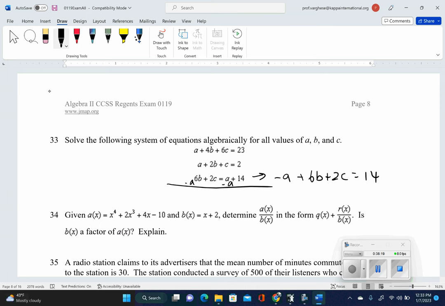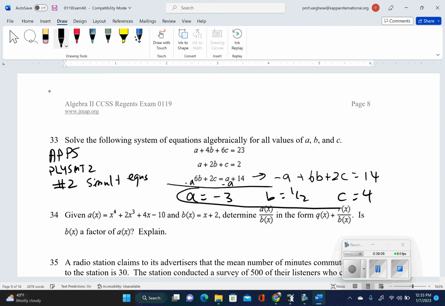My calculator does not have where I can plug this in, but again, apps, right? PlySmlt 2. You're going to choose option number 2, which is the simultaneous equation solver, and then you're going to put the numbers, like this is a 3 by 3, right? 3 variables, 3 equations. When you solve it, if you don't know how to do this one, please stop me and ask, hey professor, can you show me how to do this? So what you're going to get if you do this correctly is A is equal to negative 3, B is equal to 1/2, and C is equal to 4, okay? This right here, out of these 4 points, would give you 1. 1 out of 4 is valid, okay?